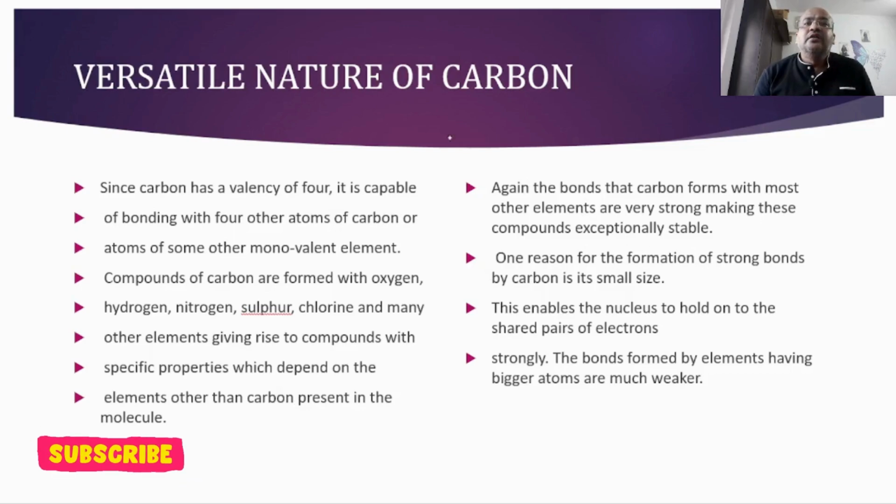So the versatile nature of carbon continues. Carbon has the valency of what? 4. So it is capable of bonding with 4 other atoms of carbon or atoms of some other monovalent elements. Compounds of carbon are formed with oxygen, hydrogen, nitrogen, sulfur, chlorine, and many other elements, giving rise to compounds with specific properties which depend on the elements other than carbon present in the molecule.